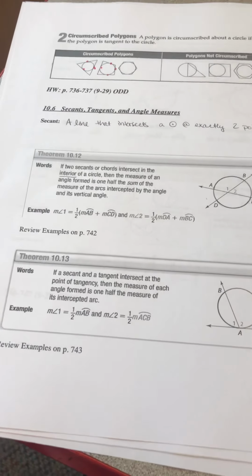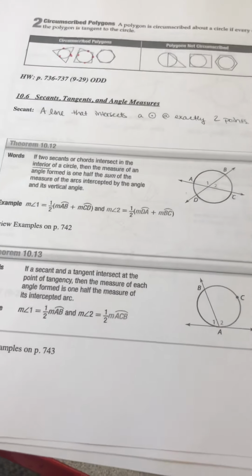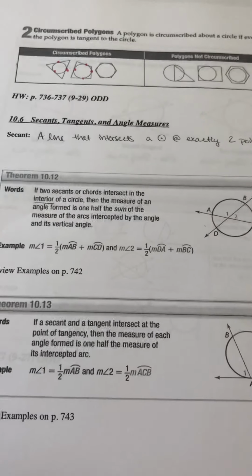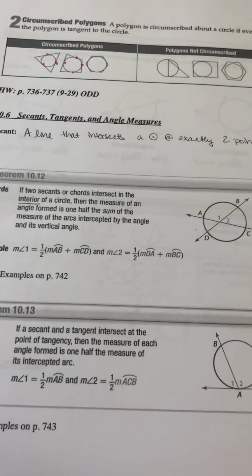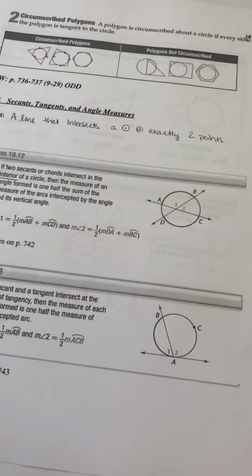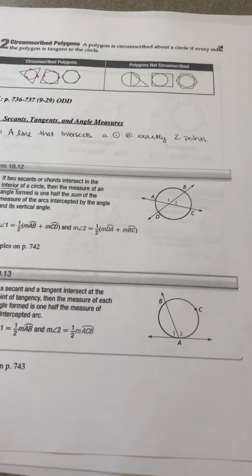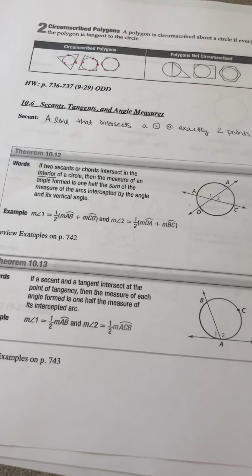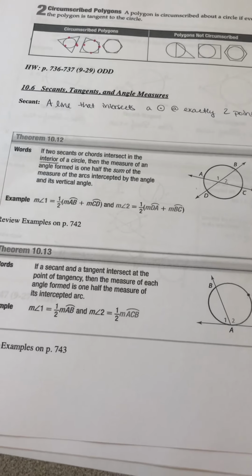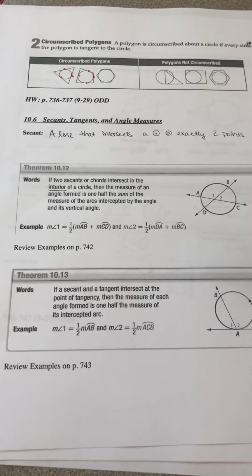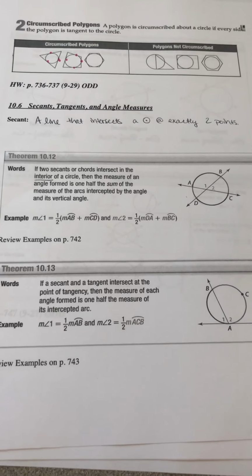Hey everybody, here is some discussion and talk about 10.6 where we talk about this word secant. We're going to add that to our circle party here. A secant is just a line that intersects a circle at exactly 2 points. Sometimes it's tangent to the circle, sometimes it just goes right through the circle and intersects at 2 points. But when you have secants in a circle, all of a sudden it creates some angles and some arcs and all kinds of cool stuff.